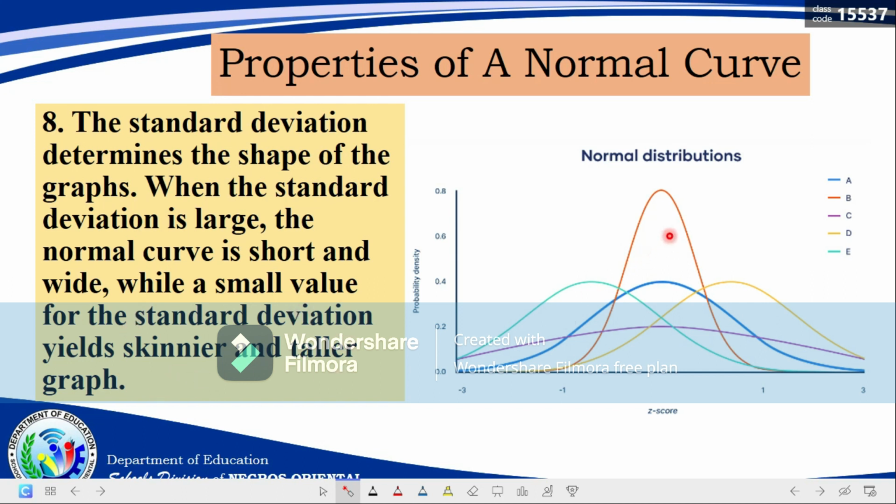Take a look at this one. This is an example of the skinnier and taller graph when the standard deviation is small. However, if the standard deviation is big or large, then it is spread out. So the normal curve is short and wide, like this.